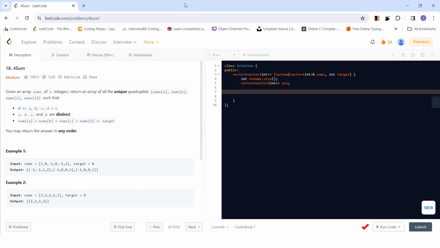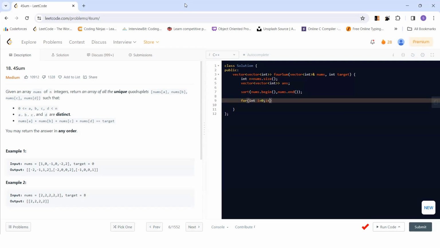Now after this, first step is to sort the array, right? nums.begin(), nums.end(). Now after this, we'll try to calculate all the quads. int i = 0; i < n; i++.